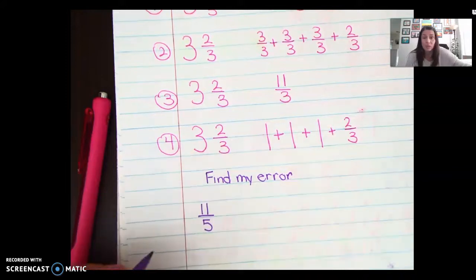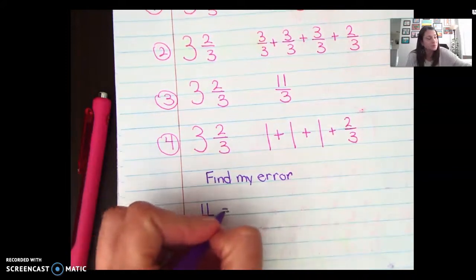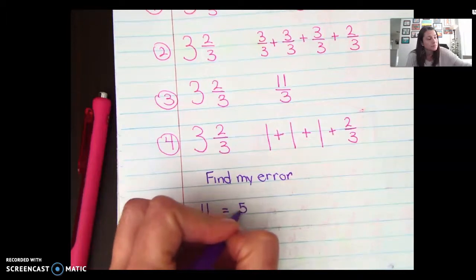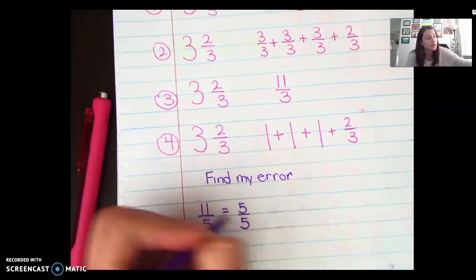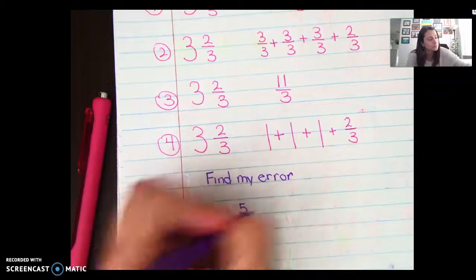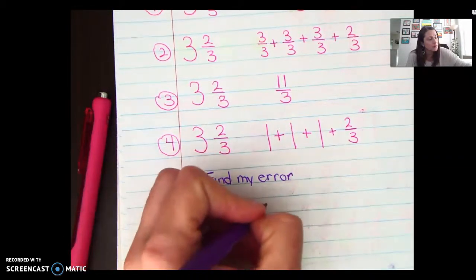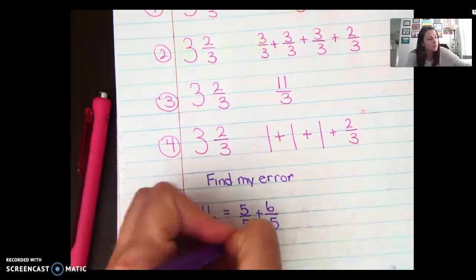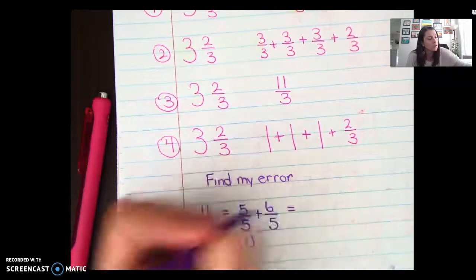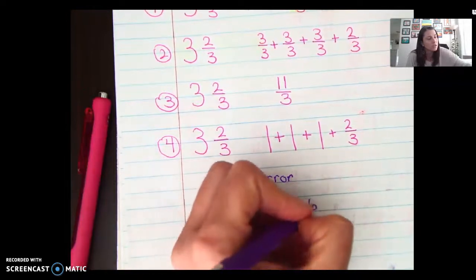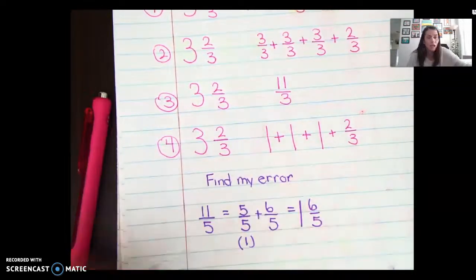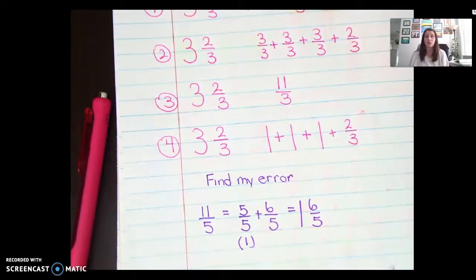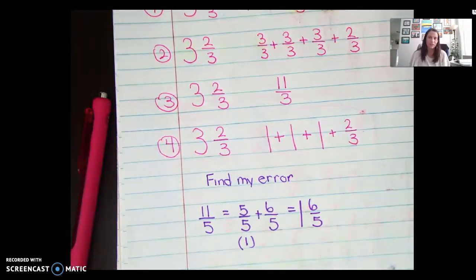I'm going to change this into a mixed number. I got 5. And then I got 6/5. This is a 1. So this is 1 6/5. Okay. I did something wrong. Can you find it? Remember to give me the code word I spelled out to you.